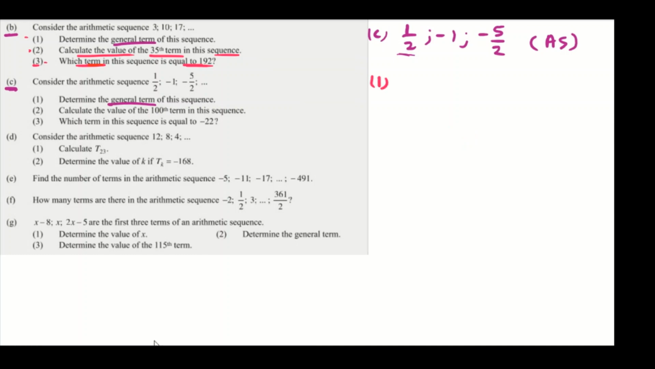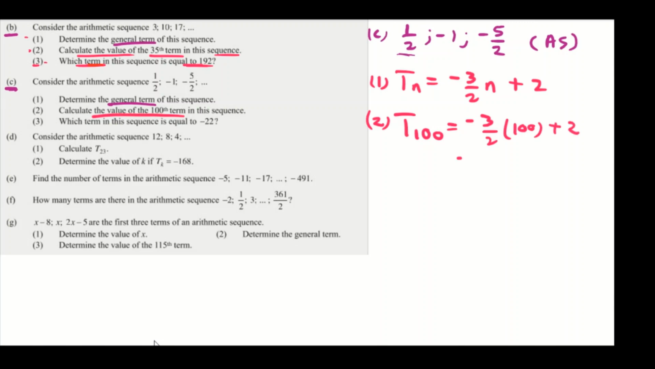So the first part of the question, we found Tn is equal to -3/2 n plus 2. In the second part of the question, we are asked to calculate the 100th term of the sequence. So t of 100 is equal to -3/2 times 100 plus 2. Please punch this in your calculator and confirm that you're getting -148. So you're getting t subscript 100, which is -148.